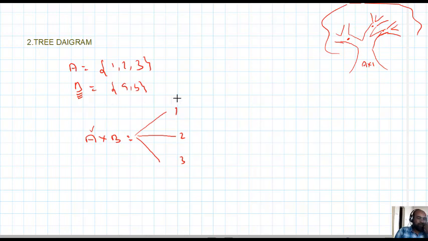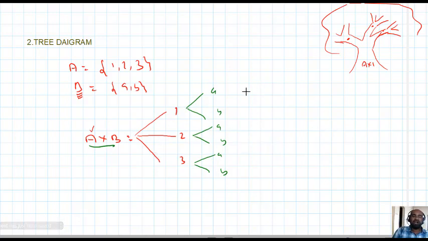If B had 5 elements, 1 would have 5 sub branches, 2 would have 5 sub branches, 3 would have 5 branches. Here B has only 2 elements, that's why each will have only 2 sub branches: a, b. Completed. This is called a tree diagram: main branch, sub branches, again sub branches.